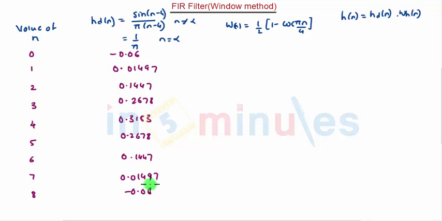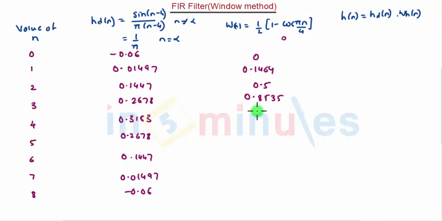Now, for finding w of n, when n is equal to 0, cos of 0 is 1. So 1 minus 1 would turn out to be 0. So w of n for n is equal to 0 is 0. When n is equal to 1, w of n is 0.1464. When n is equal to 2, then w of n would give us 0.5. And when n is equal to 3, it would be 0.8535.